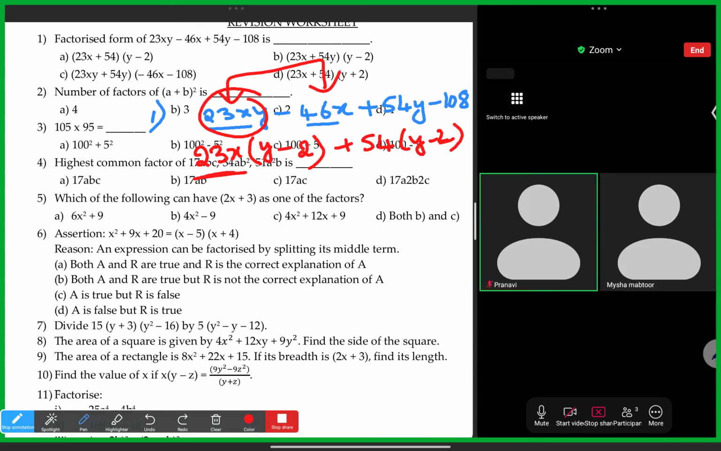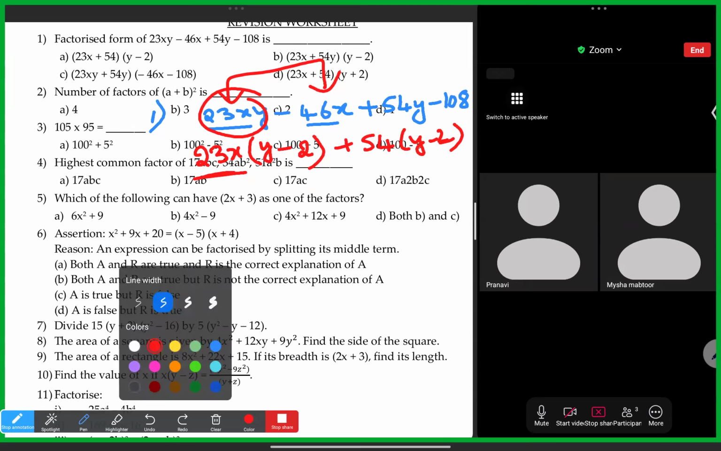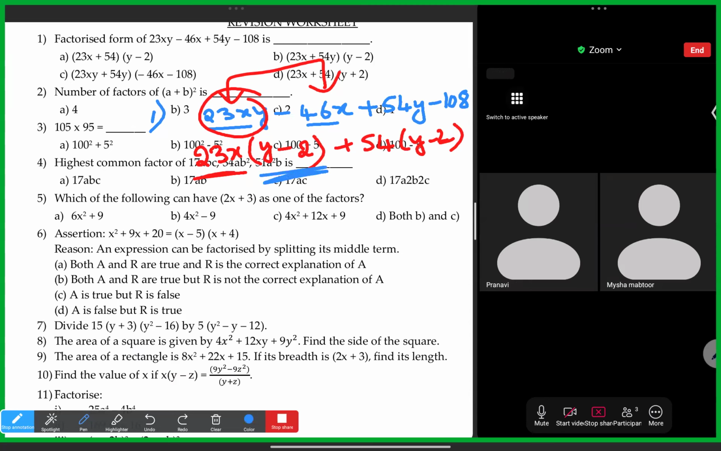Now, if you observe overall here, y minus 2 is common for both of them. That y minus 2 we will separate. If y minus 2 is taken common, in the first part 23x is left, in the next part plus 54 is left. So this is the final factor. You can see there is multiplication between this and that. So finally, this is the factorized form.